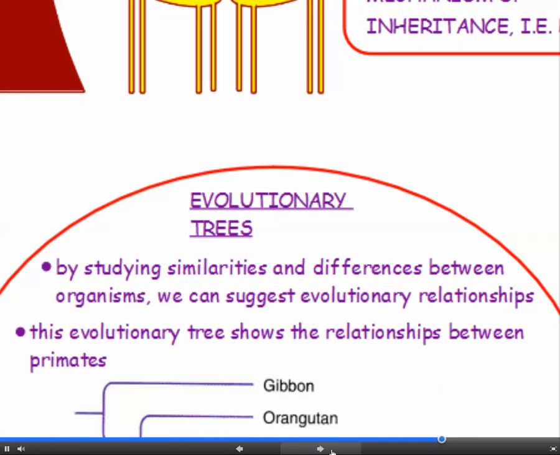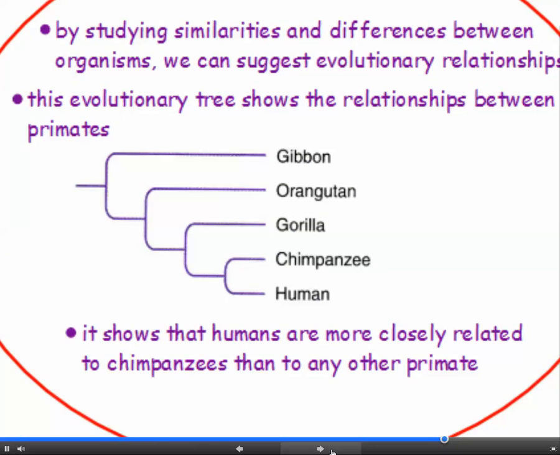So what are evolutionary trees? Now, by studying similarities and differences between organisms, we can suggest evolutionary relationships, how closely related different organisms are. So this evolutionary tree, for example, shows the relationships between primates, human-like animals, and it shows that humans are more closely related to chimpanzees than to any other primate. By the structure of the branching, you can see that humans and chimpanzees are more closely related.